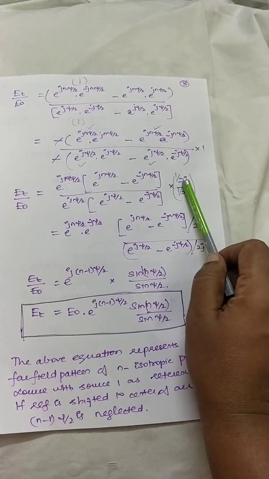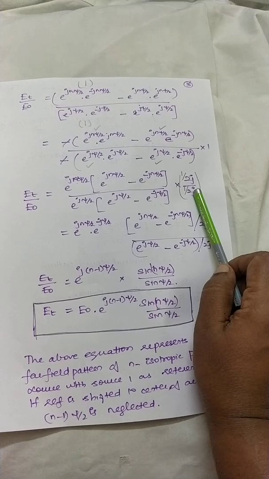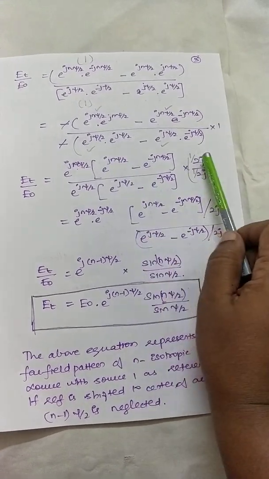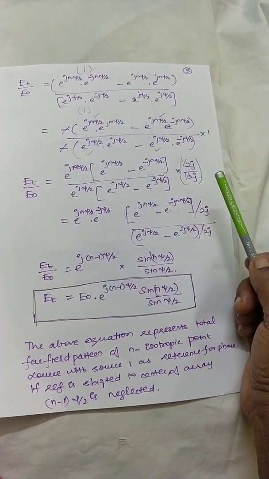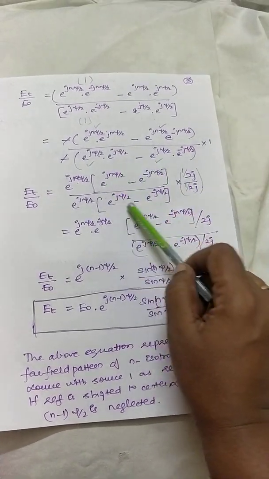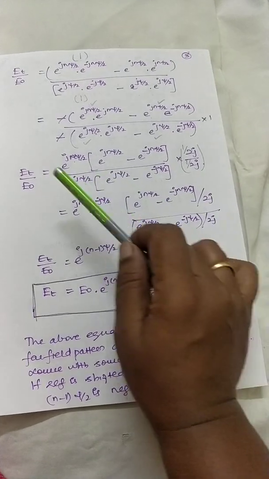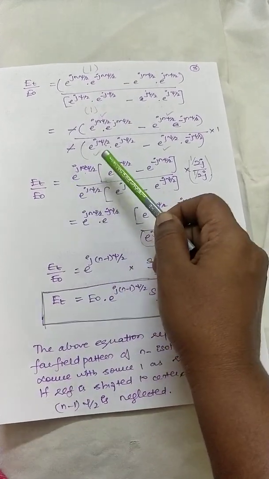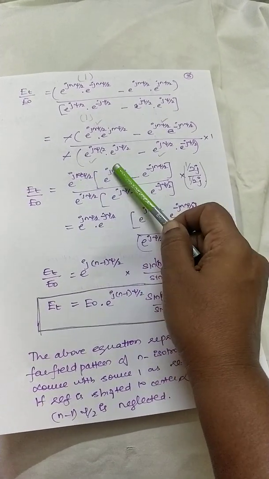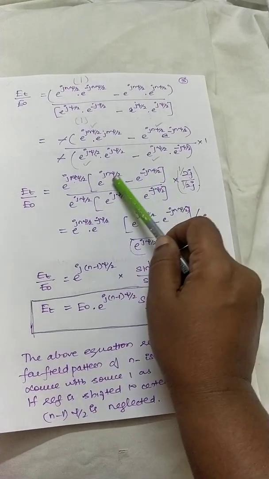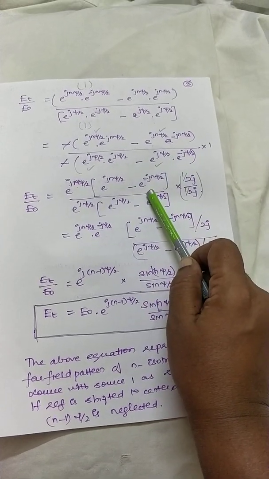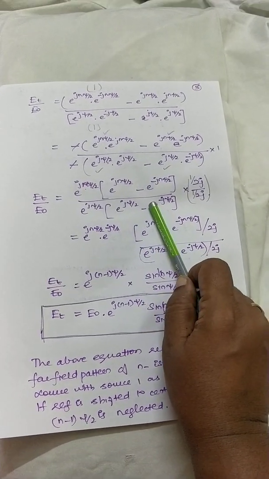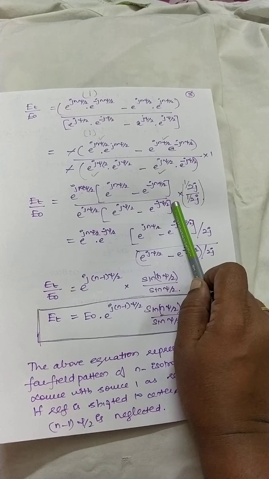For mathematical analysis purposes, 1 is rewritten as 1 by 2j divided by 1 by 2j. Why we are using this term is to bring it to the form of sine. In the previous analysis we used the cosine representation. Here we are using the sinusoidal representation. So Et by E naught is equal to e power j n psi by 2 taken out, so e power j n psi by 2 minus e power minus j n psi by 2, and similarly with respect to e power j psi by 2 and e power minus j psi by 2.